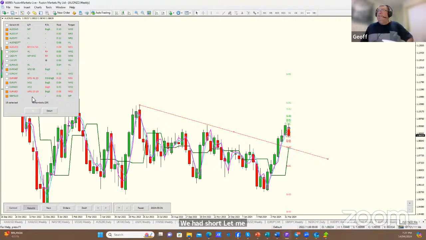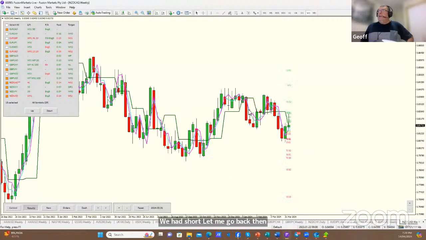Let me go back there. So Kiwi CAD short, if Kiwi CAD was to gap up, and I've got no idea why that would be the case, but if it were, then that's giving us an excellent opportunity to trade underneath this candle and put our stop loss above it.